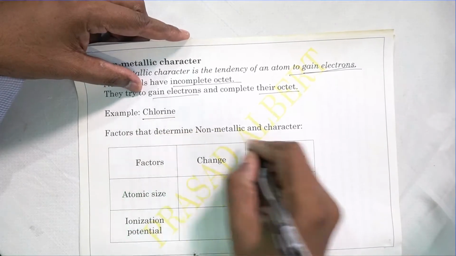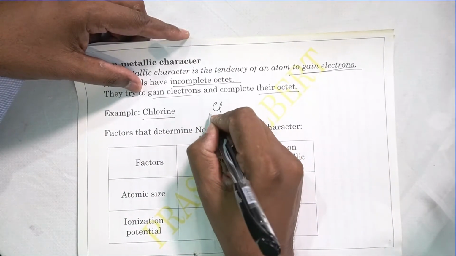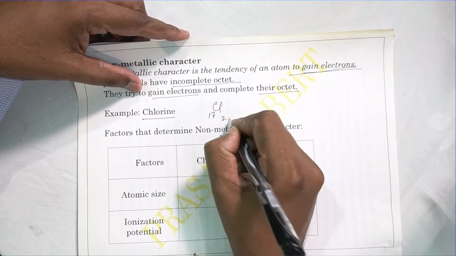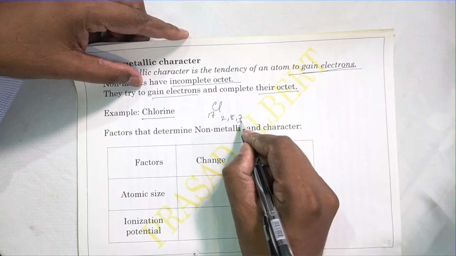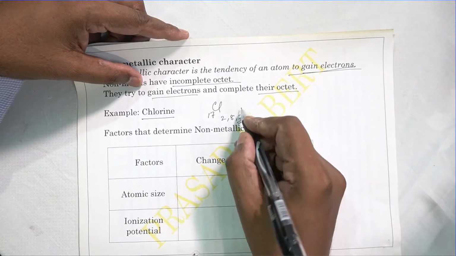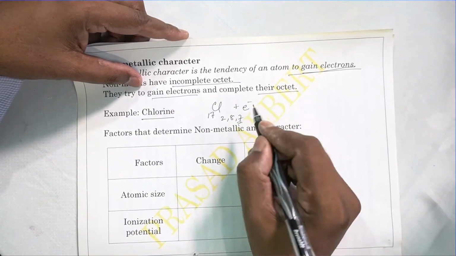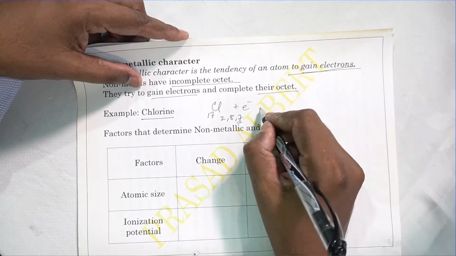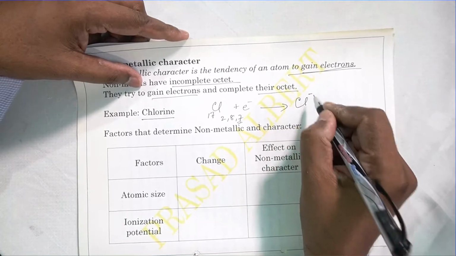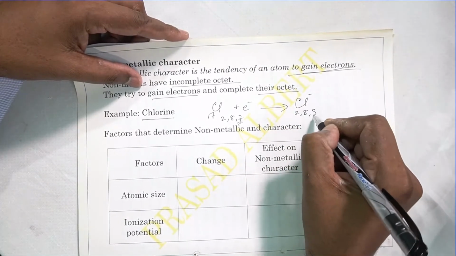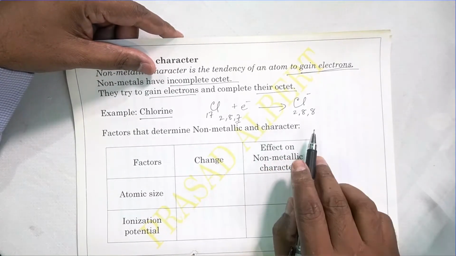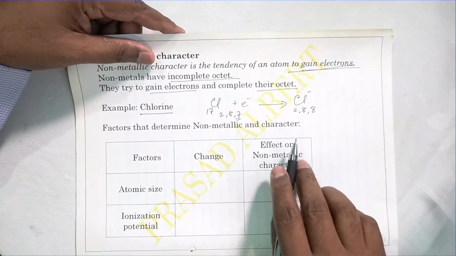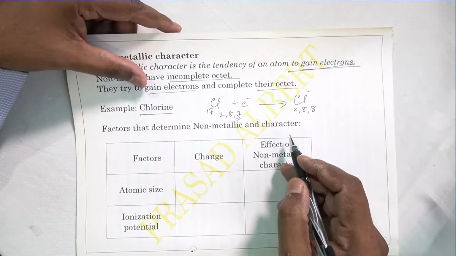Say for example, chlorine is a non-metal. Chlorine with the atomic number 17 has the configuration 2, 8 and 7. Now it has just one electron short of the octet. So what chlorine does is it tries to gain an electron from some other atom, and form chloride ion Cl- with the configuration 2, 8 and 8. So chlorine is a strong non-metal. Since it is one electron short, it is desperate in getting that electron. So it is a strong non-metallic element.